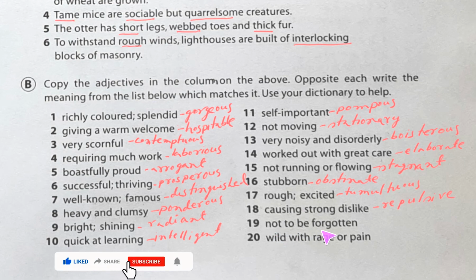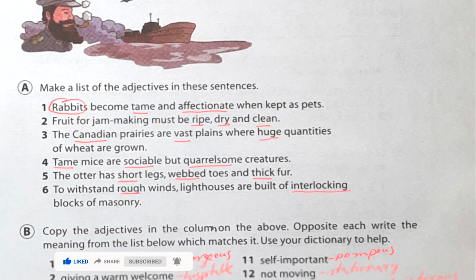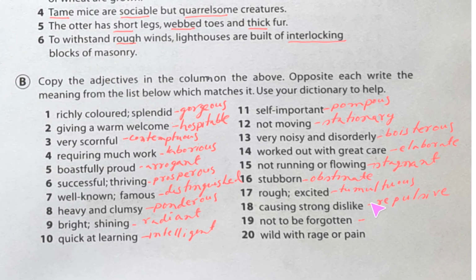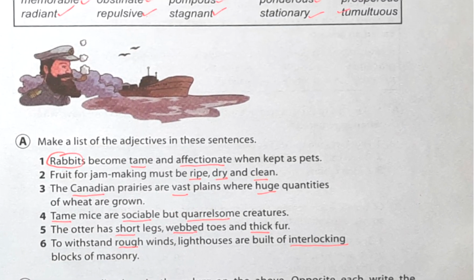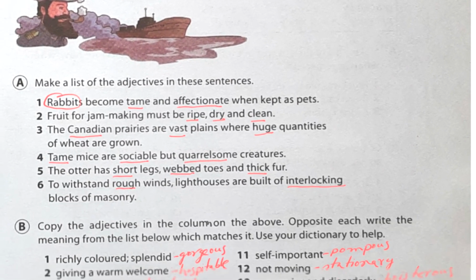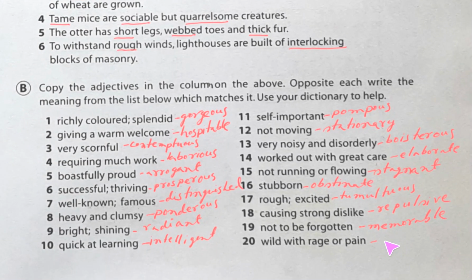Next one, not to be forgotten. Not to be forgotten will be memorable. So here we can write memorable. Next one and last one, wild with rage or pain. So only one is left, see which one. That is frantic, so we will put there, frantic.